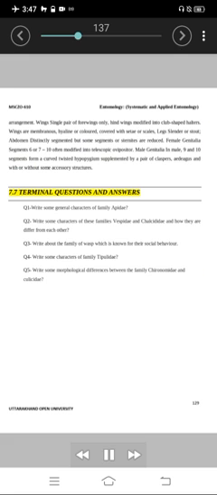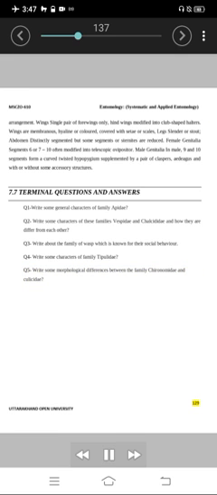7.7 Terminal questions and answers. Q1. Write some general characters of family Apidae. Q2. Write some characters of these families Vespidae and Chalcididae and how they differ from each other. Q3. Write about the family of wasp which is known for their social behavior. Q4. Write some characters of family Tipulidae. Q5. Write some morphological differences between the family Chironomidae and Culicidae.